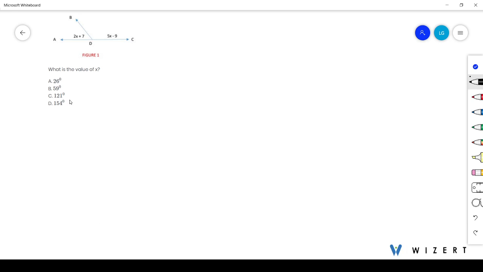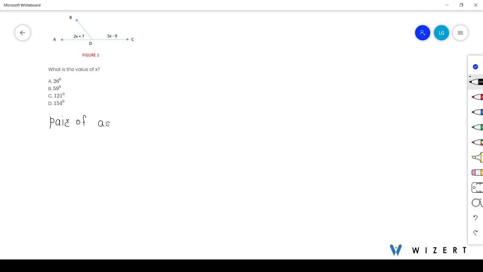Our question is, what is the value of x? And we have given one figure here. We know that a pair of adjacent angles whose measures add up to form a straight angle is known as a linear pair, and that will have a common side and a common vertex.